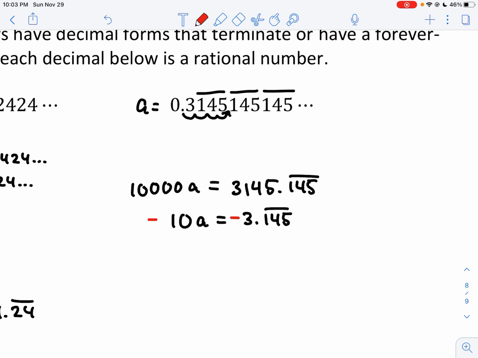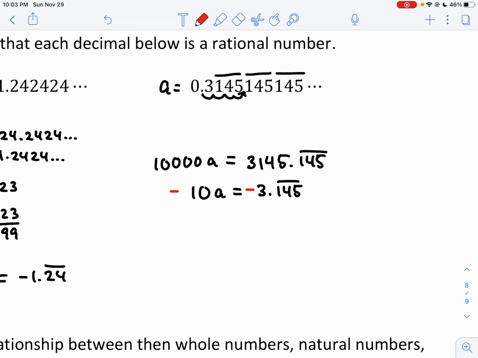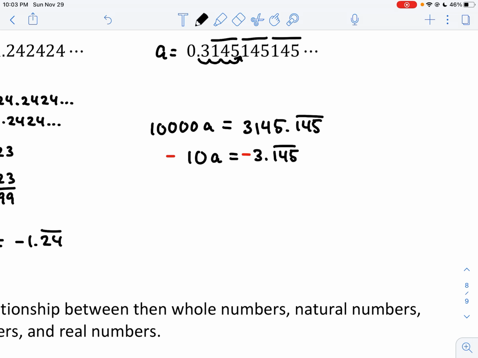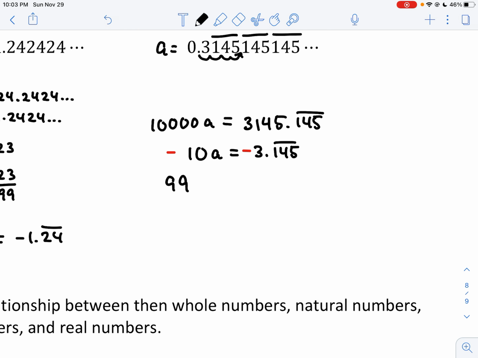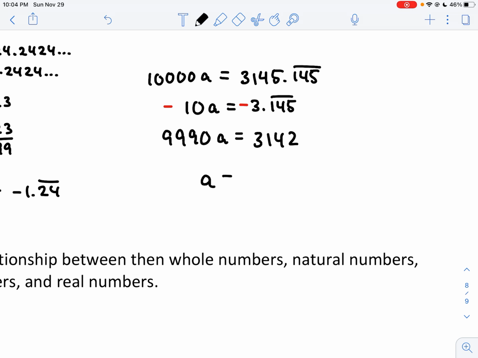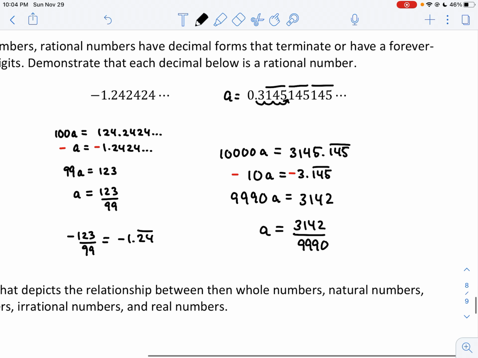And I'm going to rearrange these. I'm going to put this down here and do some subtraction. And start first with 10,000a minus 10a. It's going to be 9,990 a's. And then subtract the two decimals. Well, the 0.145 repeatings will cancel when the subtraction happens. So I just have to subtract 3 from 3,145. That gives me 3,142. And now I just have to divide to get a. a is 3,142 divided by 9,990.